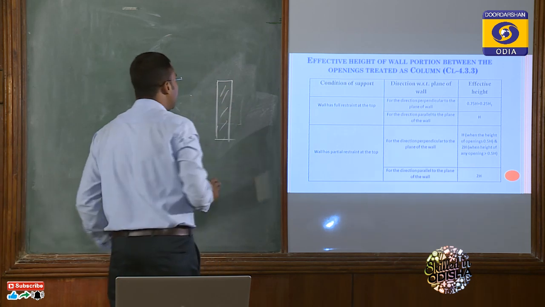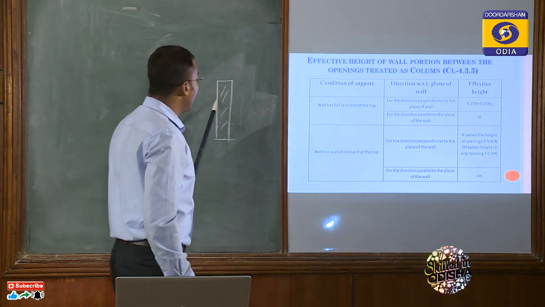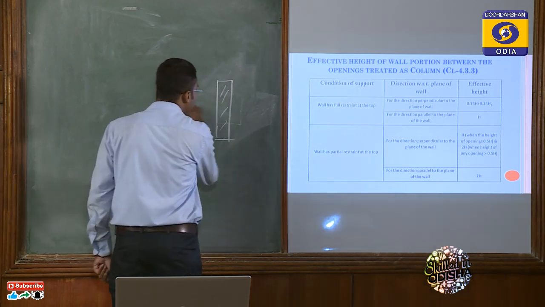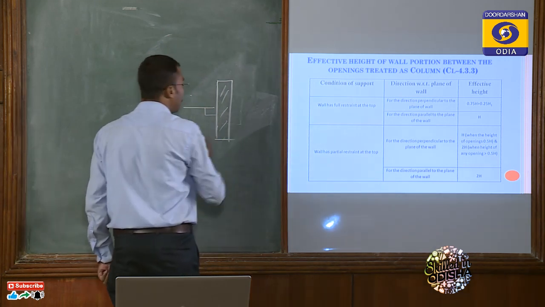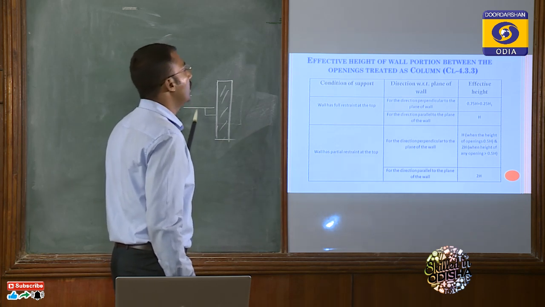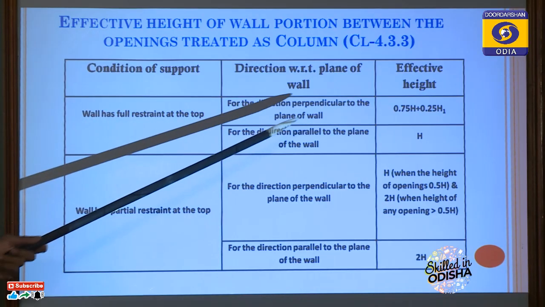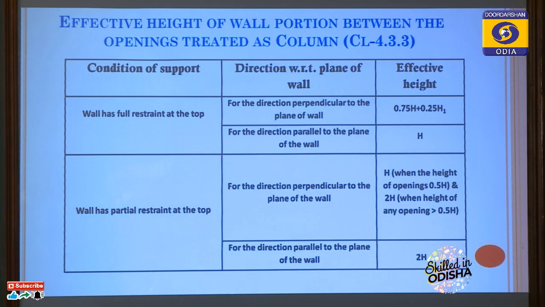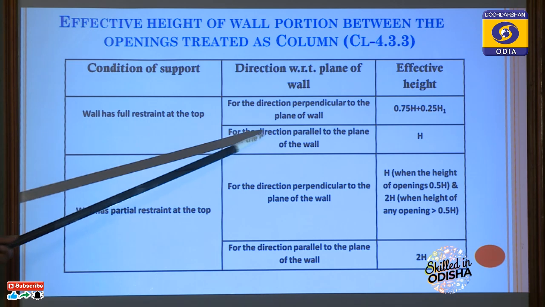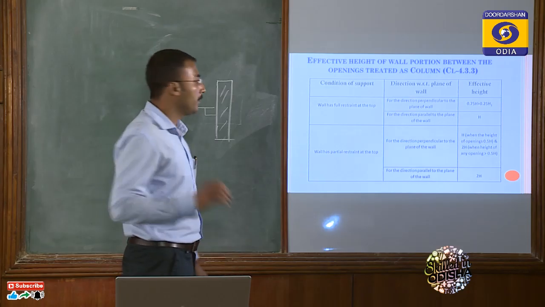So if this is a masonry wall, for the direction perpendicular to the plane of the wall, that means this direction will be perpendicular to the plane of the wall. In this case the effective height will be 0.75 times h plus 0.25 times h1, where h is the clear height and h1 is the height of the door opening, and for the direction parallel to the plane of the wall, the effective height is taken to be h.